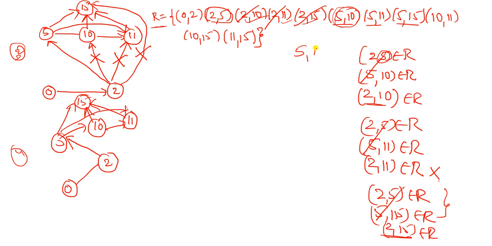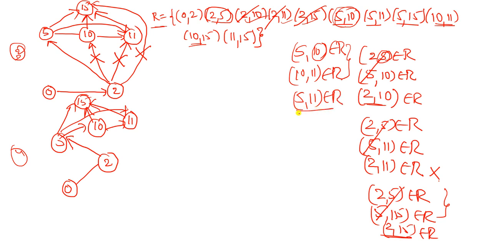So next come to 5, 10. You see here 5, 10 belongs to R. So what is the second element here? 10. Is there any element that starts with 10? Yes, 10, 11 is there, 10, 15 is there. So check the first one, 10, 11 belongs to R. Yes. From these two what do we get? 5, 11 belongs to R. So we should remove this relationship 5, 11. We have to remove this line.